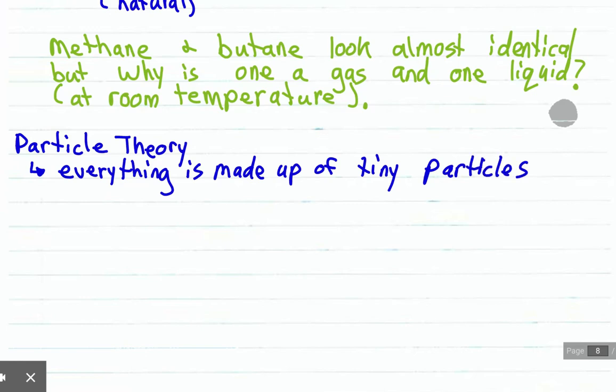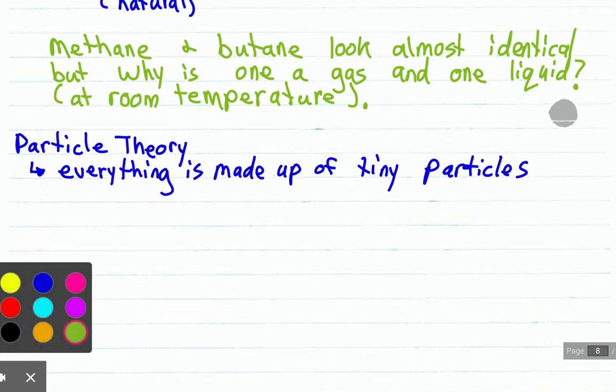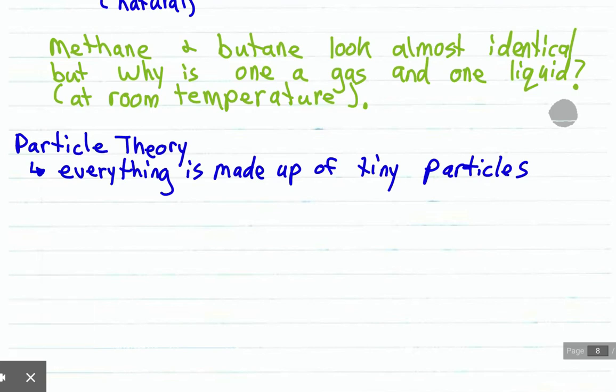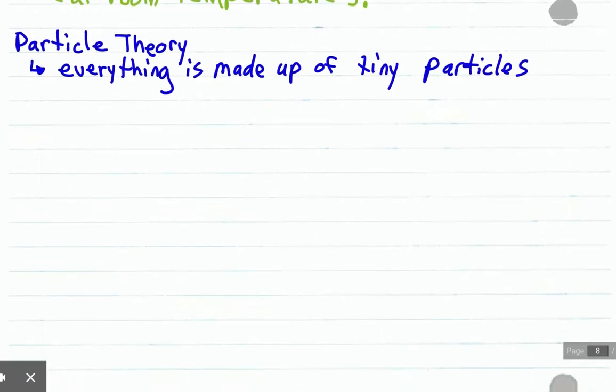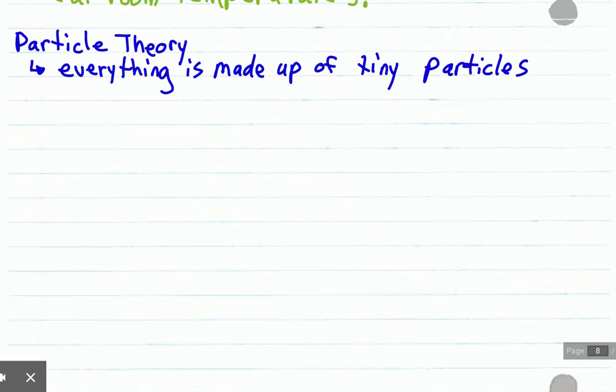Now, there's a lot of parts to the particle theory. We're not going to talk about all of them today, but we're going to talk about the ones that are important to help us understand the difference between our methane and our butane. So I'm going to leave a couple lines because I'm going to write a little bit more underneath particle theory, but actually I'll do that after. I'll write it out first. Okay, so everything is made up of tiny particles.